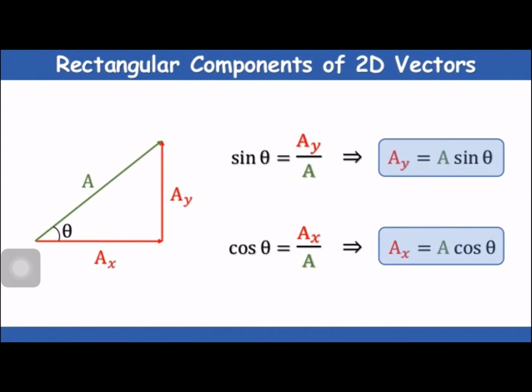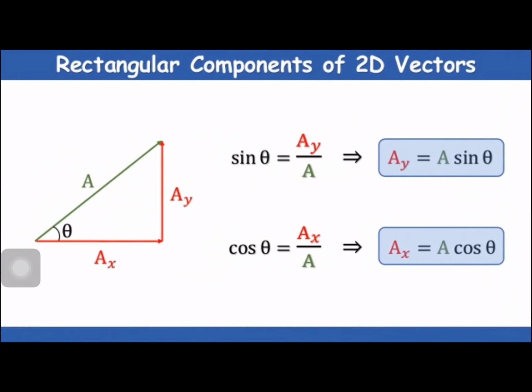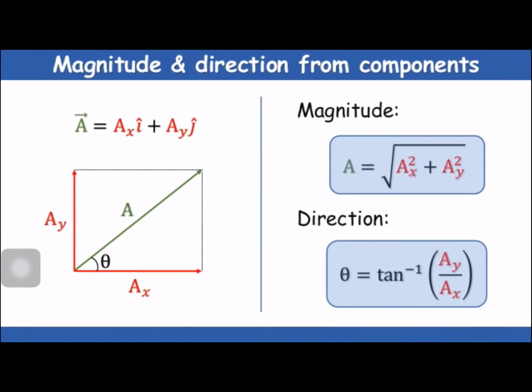You know, A vector and B vector, the resultant vector A is making an angle theta. So sin theta equals AY by A, or AY equals A sin theta. Cos theta equals AX by A, or AX equals A cos theta. No need to memorize, just draw the diagram and you can derive the equation. Very simple.